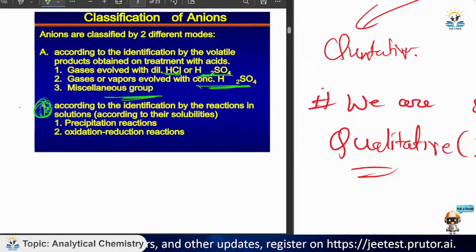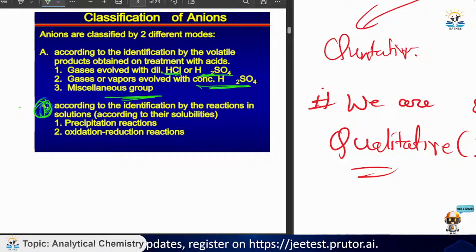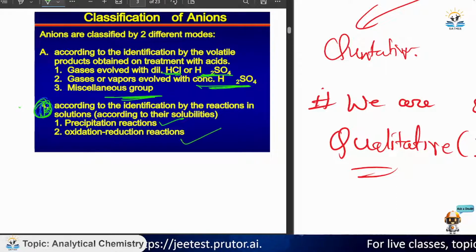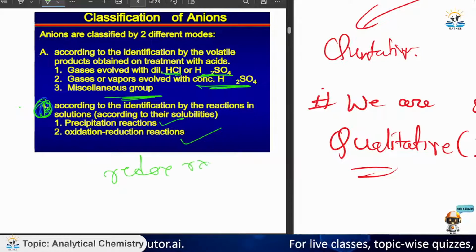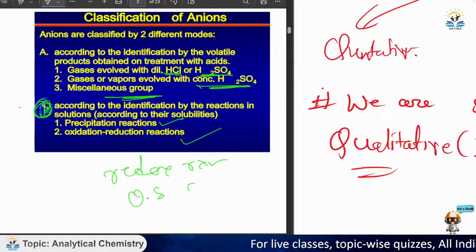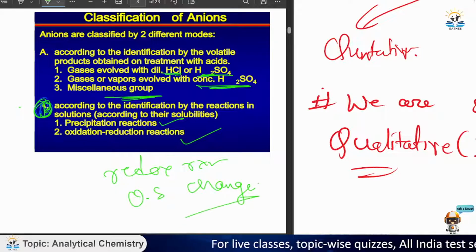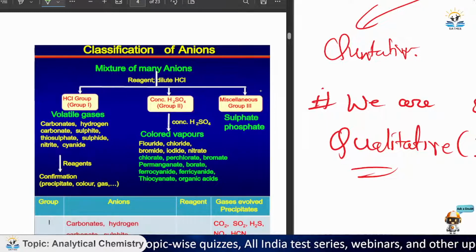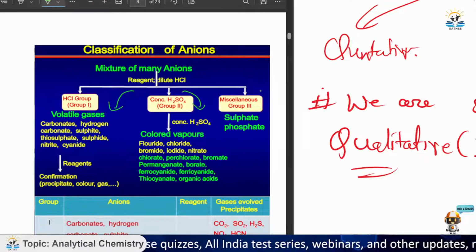The second one is according to the identification of the reaction product in the solution. We can check the reactions of the solution which are forming, like if it is forming any PPT, or any oxidation or reduction, or any redox reaction, or any oxidation state change occurs. By that we can also check the presence of cation or anion. So here are some of the methods, like group 1, group 2 and group 3.